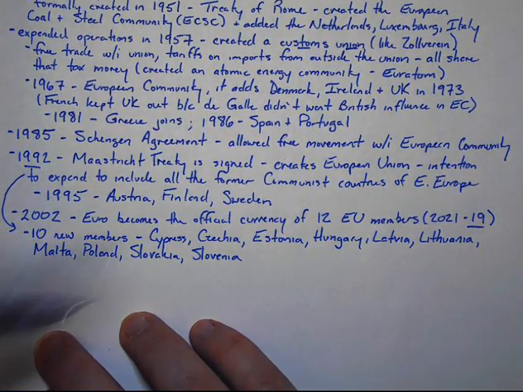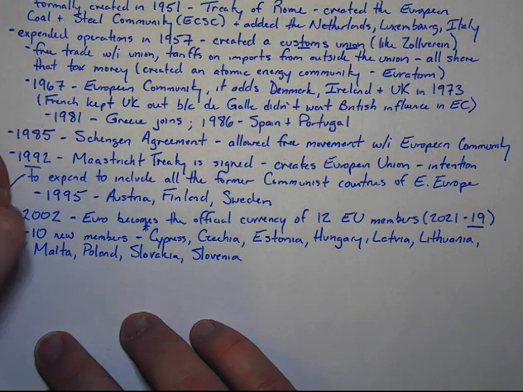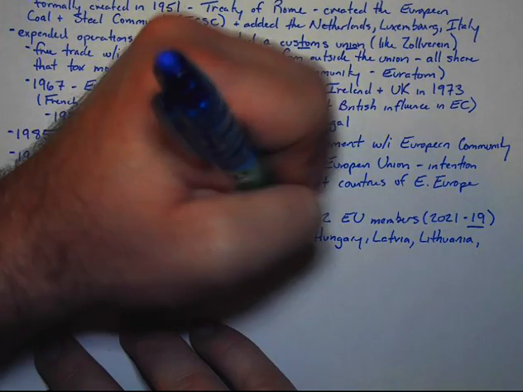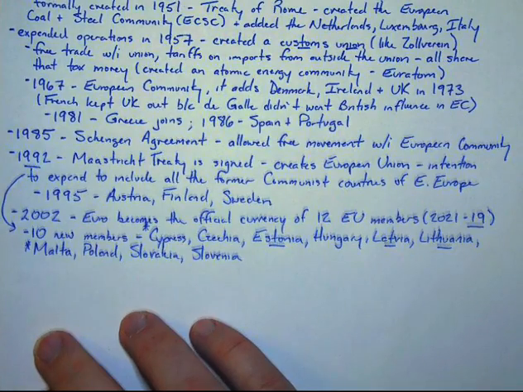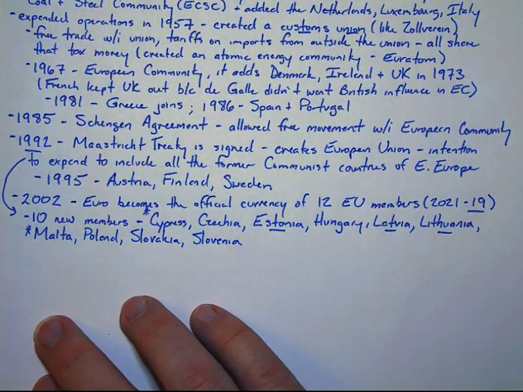So, with the exception of Cyprus and Malta, the rest of these were all communist. And it's important to note Estonia, Latvia, and Lithuania used to be part of the Soviet Union, and now they're members of the EU.